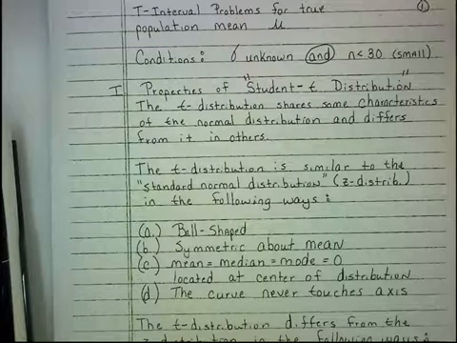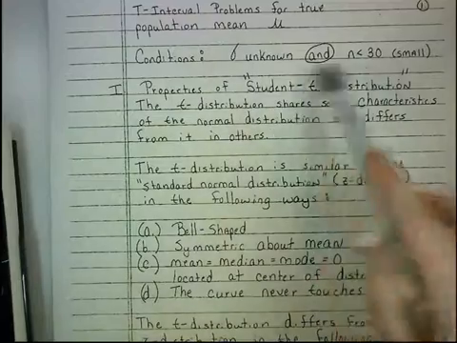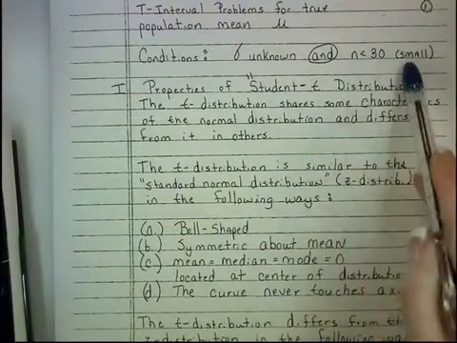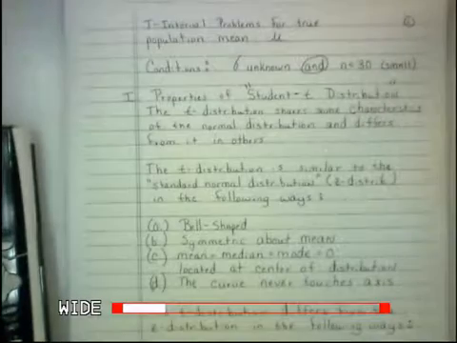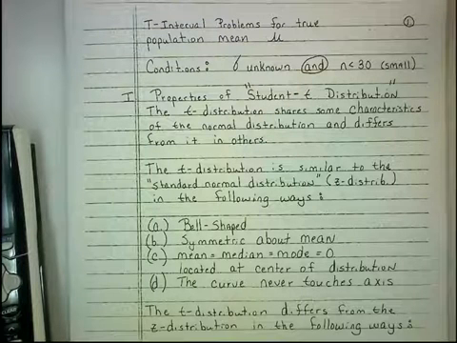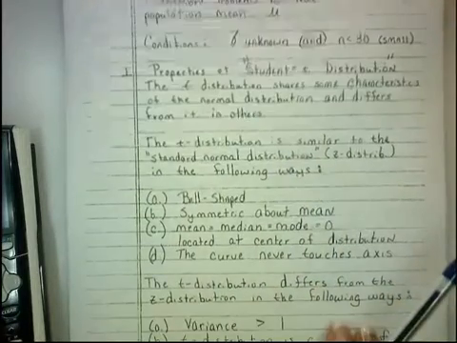Now, first of all, it's a T interval for the mean when sigma is unknown and n is less than 30. Both conditions have to be satisfied. N less than 30 means the sample size is small. The student T distribution shares some characteristics of the normal distribution and differs from it in others. The t-distribution is similar to the standard normal distribution, or the z-distribution, in the following ways.